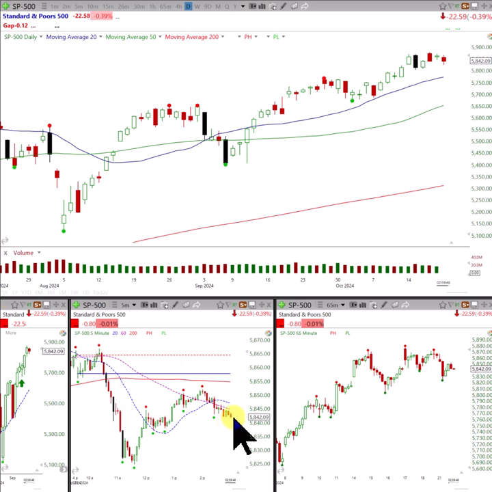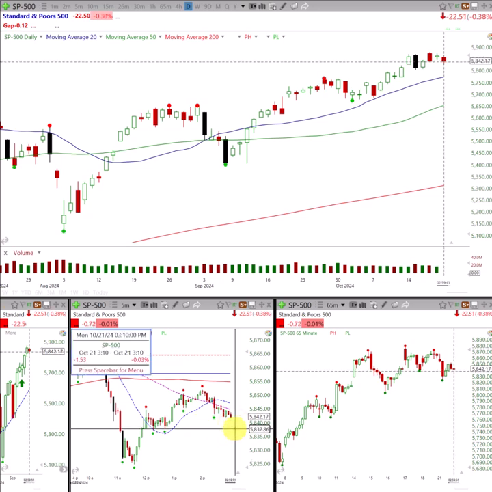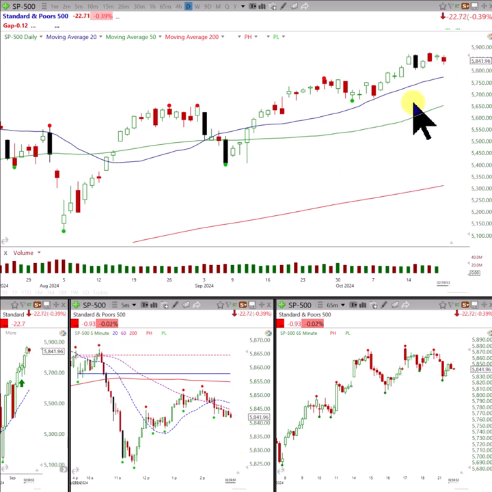This is starting to roll over a little bit here. Ideally, it'll come down to this pivot, or maybe it'll collapse at a low of the day. We'll just see.